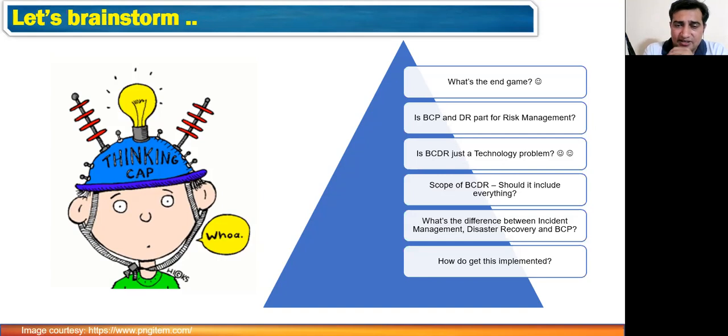Then the next question is, what is the difference between incident management, disaster recovery, and BCP, right? This is a big question because many people fail to understand the difference between these processes. In the next slide, when I explain where the BCP fits into the entire security process, you will come to know about it. And then finally, the question is, how do we get this implemented? If, for example, you are hired as a security advisor for a company and you are asked to lead the BCP team or set up a BCP program for a company, what should be your approach towards setting up a BCP plan? We will talk about all these things in this session today, right?